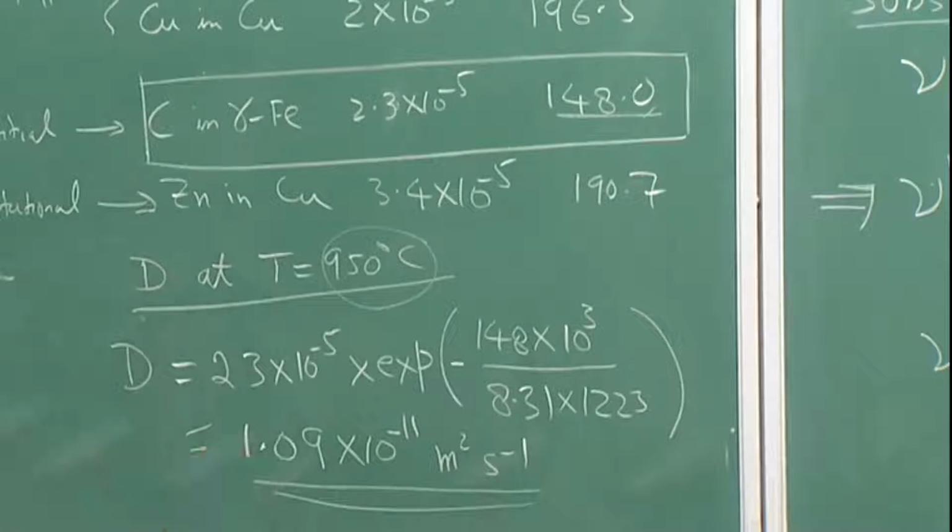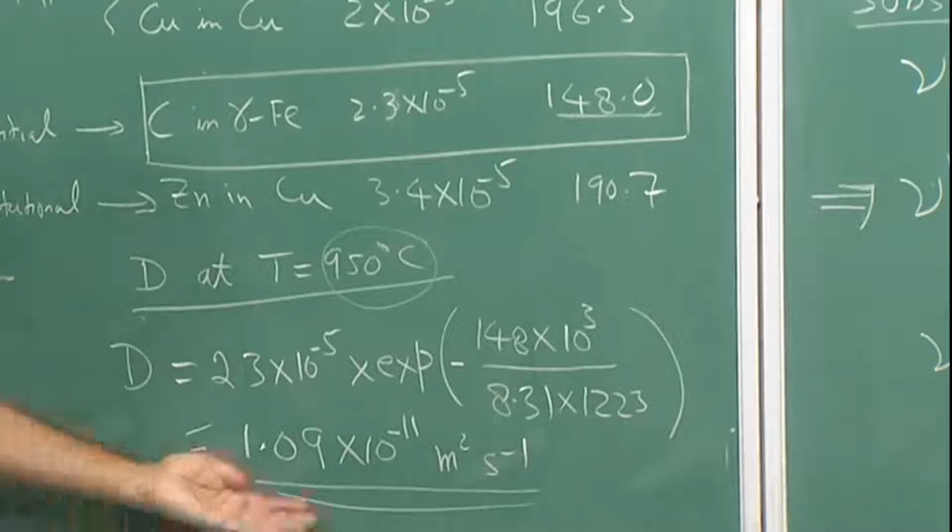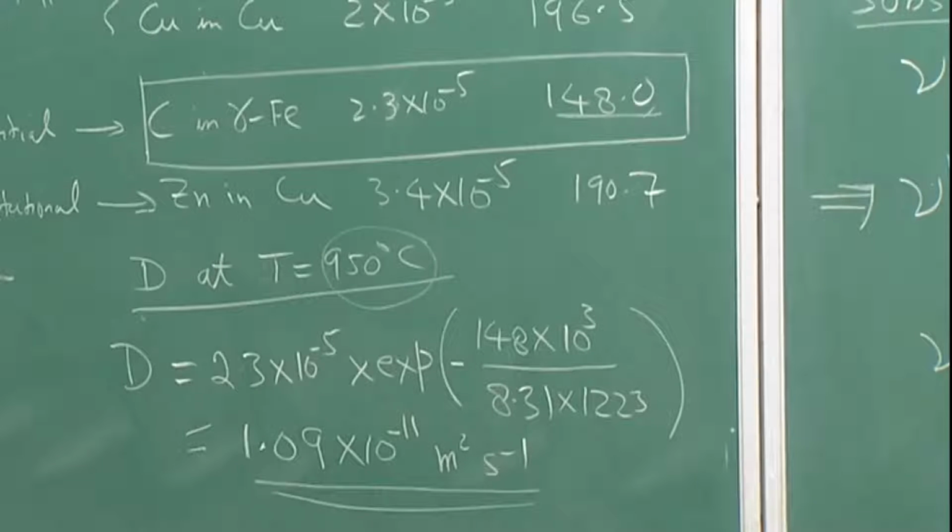What would happen if I increase the temperature? Well, it is very clear from this equation that the diffusion coefficient value will go up. So, you will have faster diffusion. As the temperature is reduced, the diffusion coefficient value goes down and you will have slower diffusion.